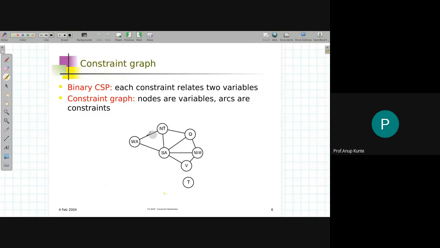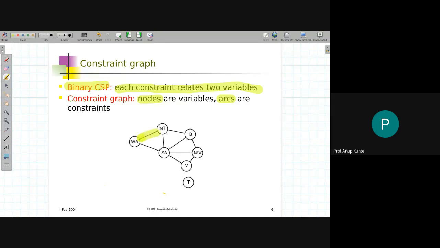ये constraint graph मुझे बता रहा है कि WA and NT they participate in a binary constraint. NT and Q participate in a binary constraint. Q and SA, binary constraint. A binary CSP is a CSP where all the constraints relate to two variables. There is no constraint which is having more than two variables tested for. So the constraint graph is composed of nodes and arcs. Nodes are variables and arcs are constraints. WA and NT should be different colors.